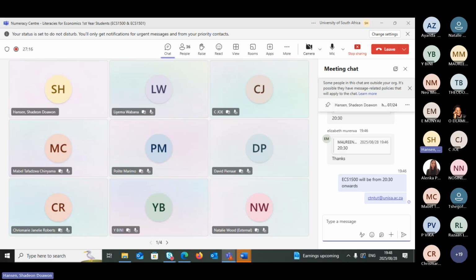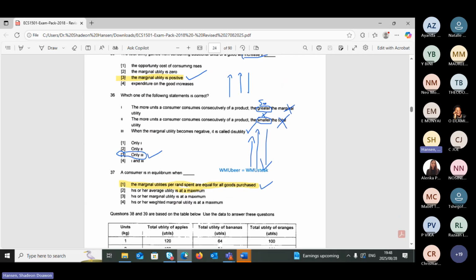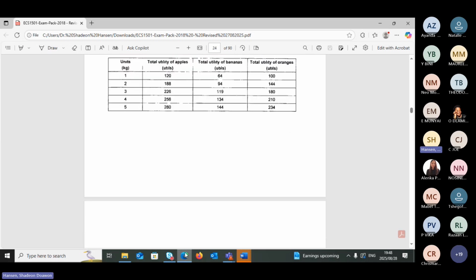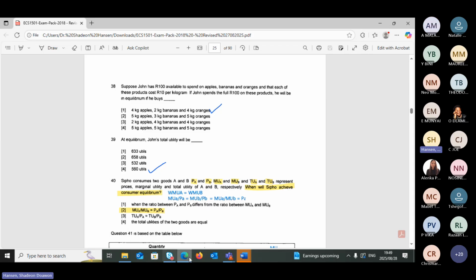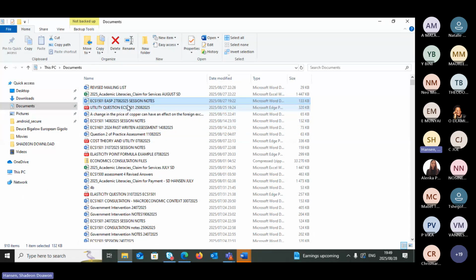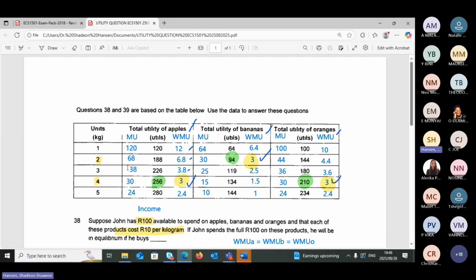But let's continue. This is where we left off, students. We did question 38 and question 39. We found our answers to be number 1 for question 38 and number 4 for question 39. I can even show you the solutions to number 38 and number 39. That is what we did on the 25th, which was on Monday. And this is the calculation that we did.